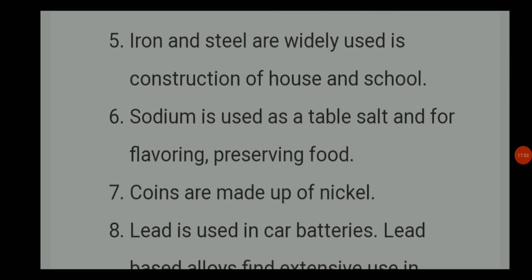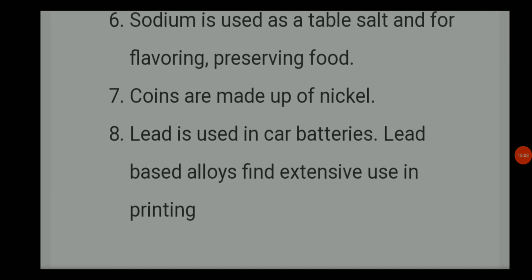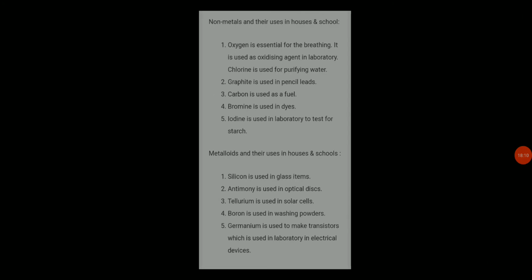Fifth point, iron and steel are widely used in construction of houses and schools. Sixth point, sodium is used as table salt for flavoring and preserving food. Seventh point, coins are made up of nickel. Lead is used in car batteries. Lead based alloys find extensive use in printing.